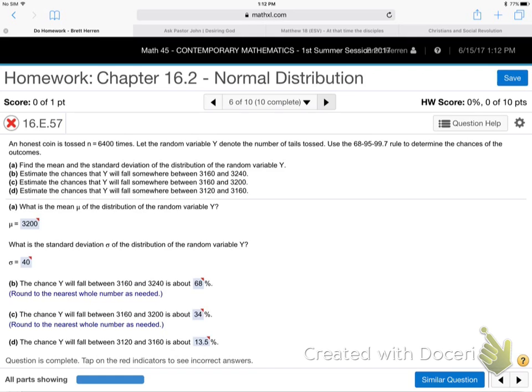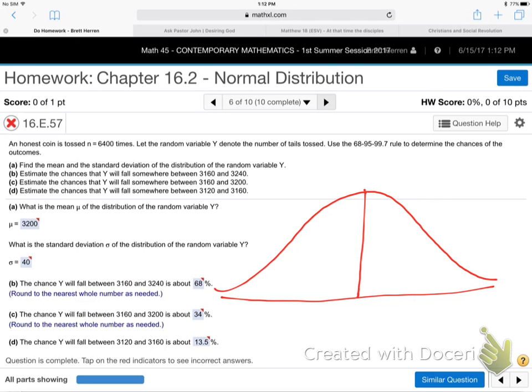So that means I have to draw the normal curve again. I'm going to draw the normal curve like that. The middle, right here in the middle, and then 1 jump to the right, 2 jumps to the right, 3 jumps to the right, 1 left, 2 left, 3 left. Now what goes in the middle? Well, the mu. The middle's always the mu, and they tell me that's 3,200.